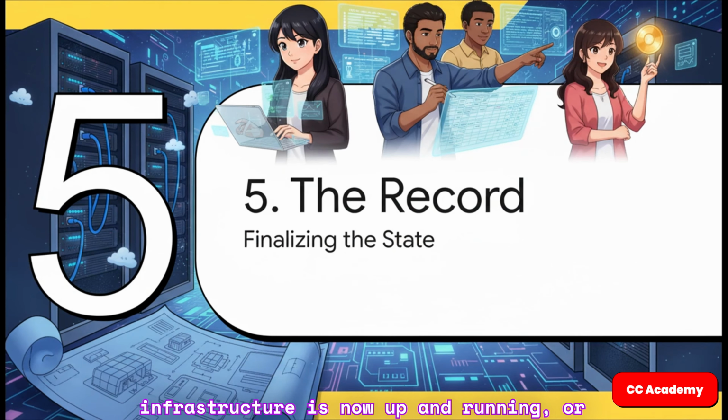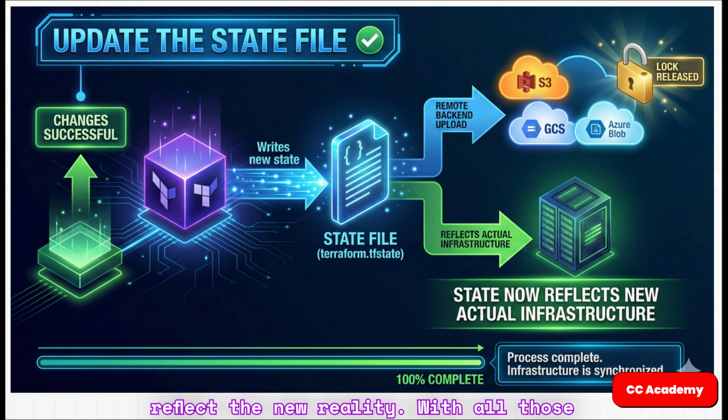The infrastructure is now up and running, or it's been modified. We're in the home stretch. This final phase is all about bookkeeping, updating the records to reflect the new reality. With all those API calls successful, Terraform's final job is to update its memory. It writes all the new resource IDs and attributes into the state file, uploads that new state to your remote backend, and finally, it releases that lock so it's safe for the next person to run a plan.